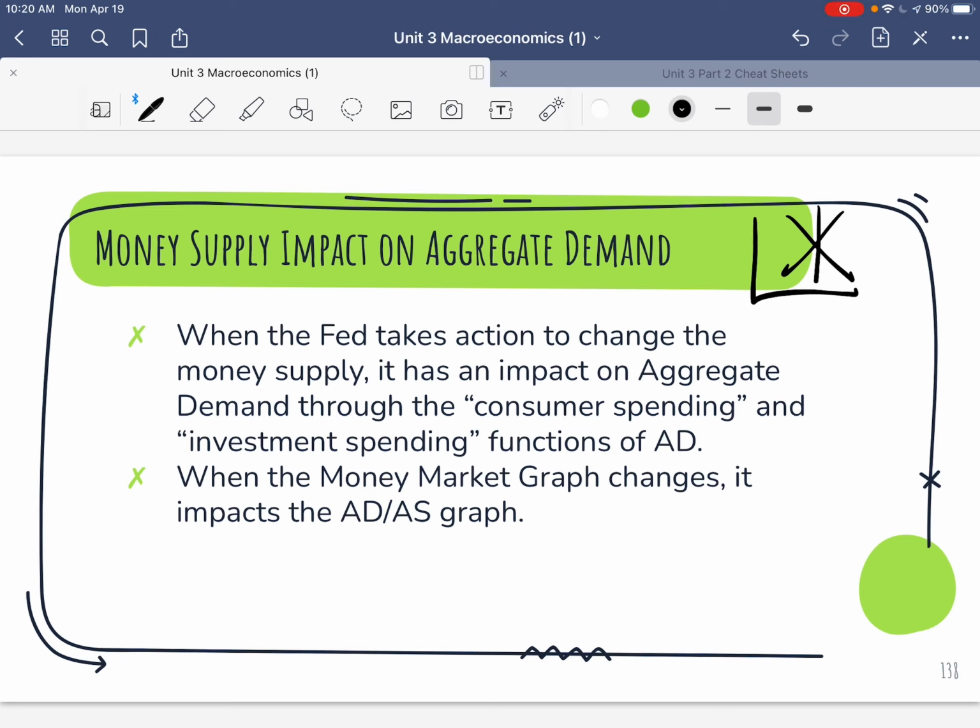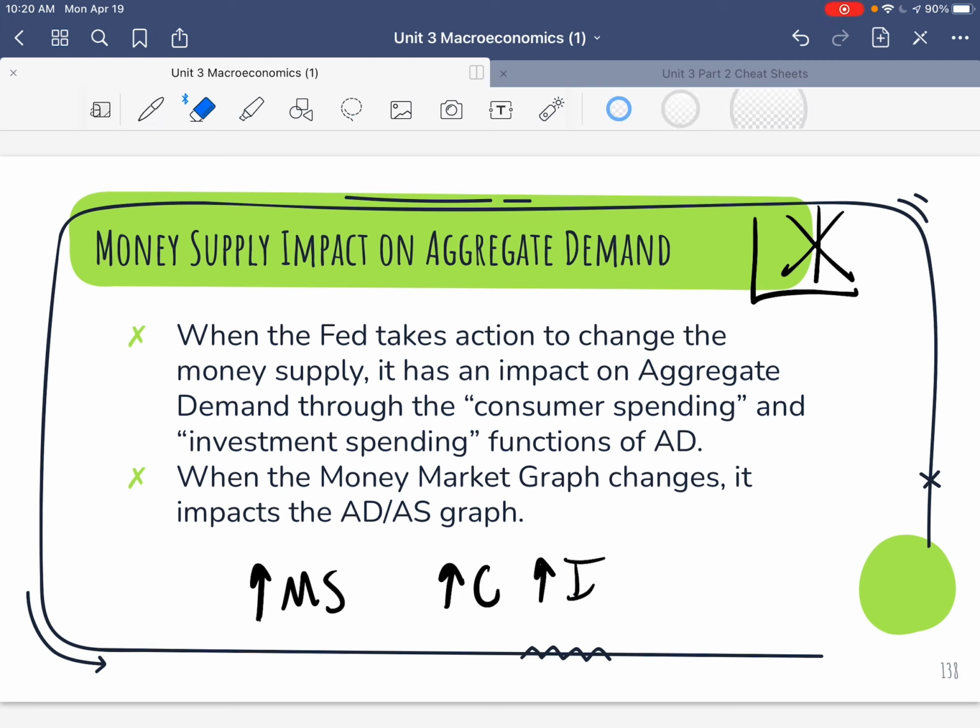So the government had the power when we learned fiscal policy to manipulate aggregate demand through consumer spending and investment spending. The same thing happens with monetary policy, except now we got 2 graphs and we got to link them together. So when the Federal Reserve takes action to change the money supply, changing the money supply also has an impact on AD. If we increase MS, that's more money available. That's going to increase consumer spending and increase investment spending.